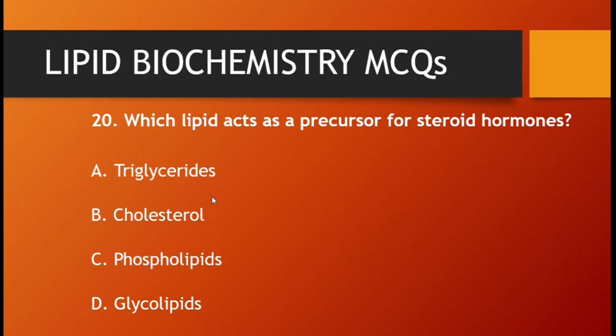Which lipid acts as a precursor for steroid hormones? Is it triglycerides? Is it cholesterol? Is it phospholipid? Is it glycolipid? Which do you think is the answer? The correct option here is what? It is cholesterol. It is a precursor for steroid hormones.